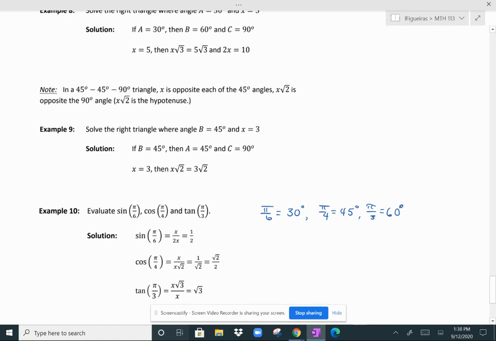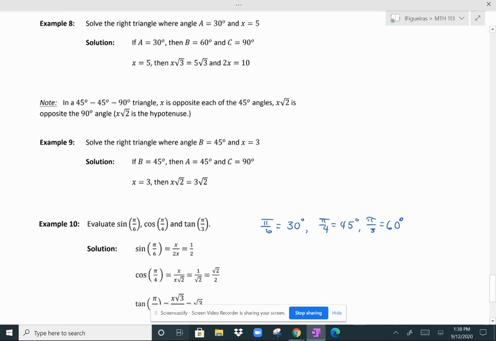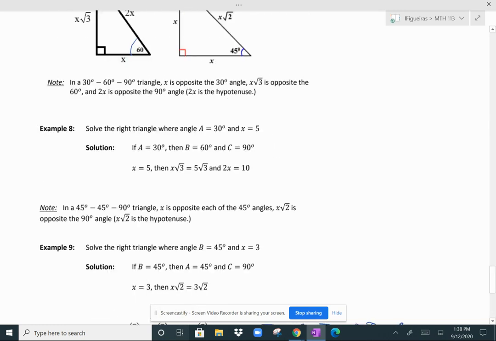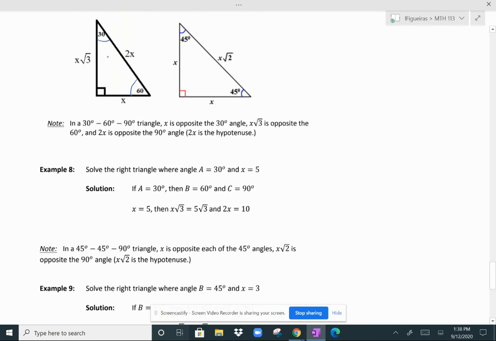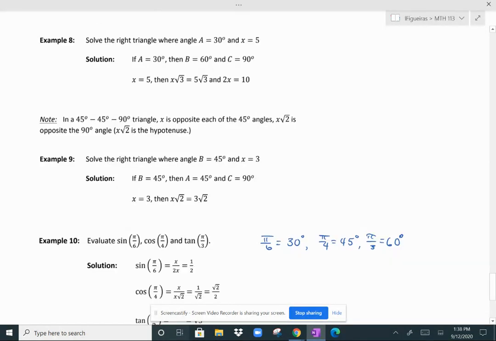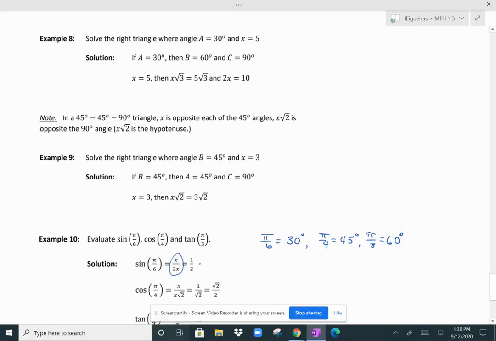So the sine of pi over 6, which is the sine of 30 degrees, if I could just look back here, the sine of 30 degrees is opposite over hypotenuse. So if I put that in, opposite over hypotenuse, that means the sine of 30 degrees is equal to a half.